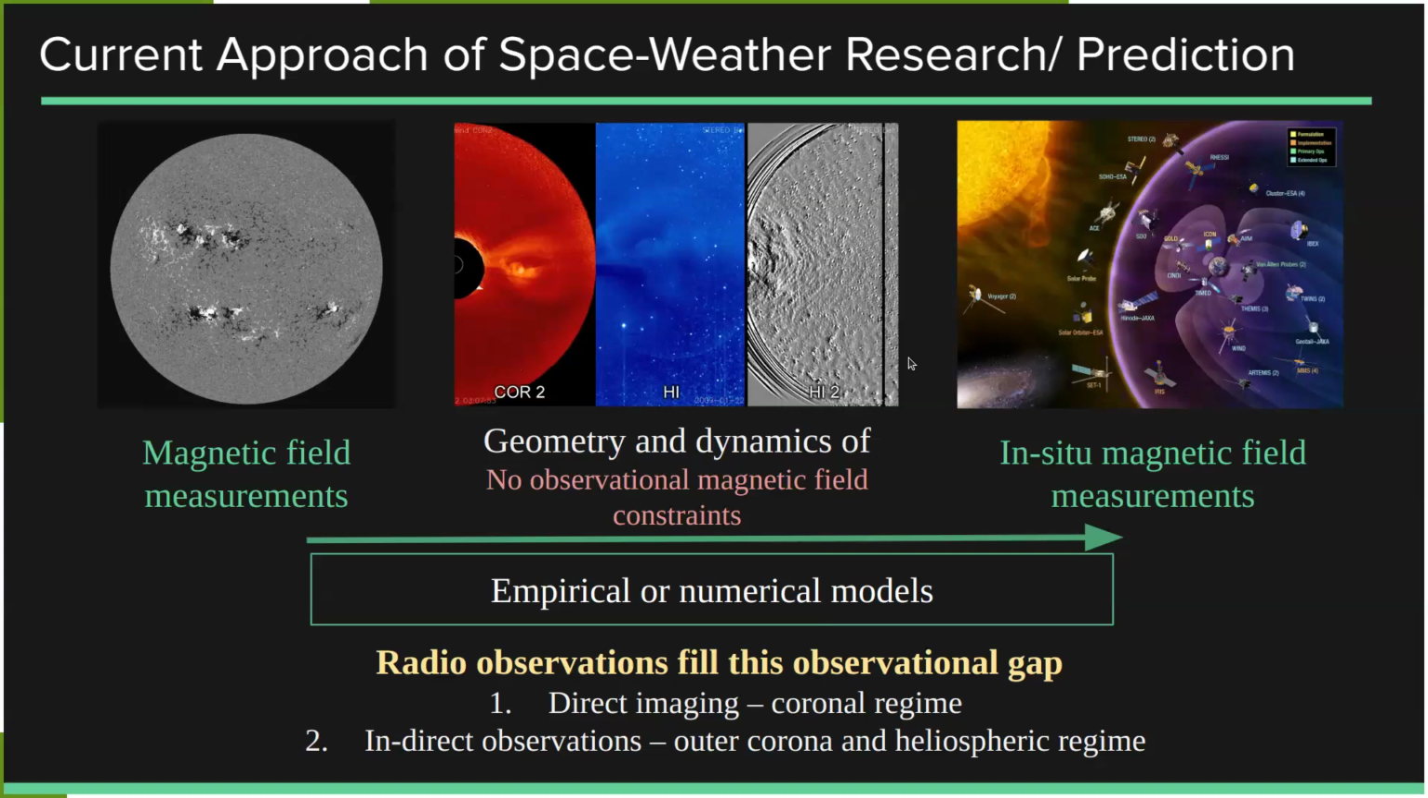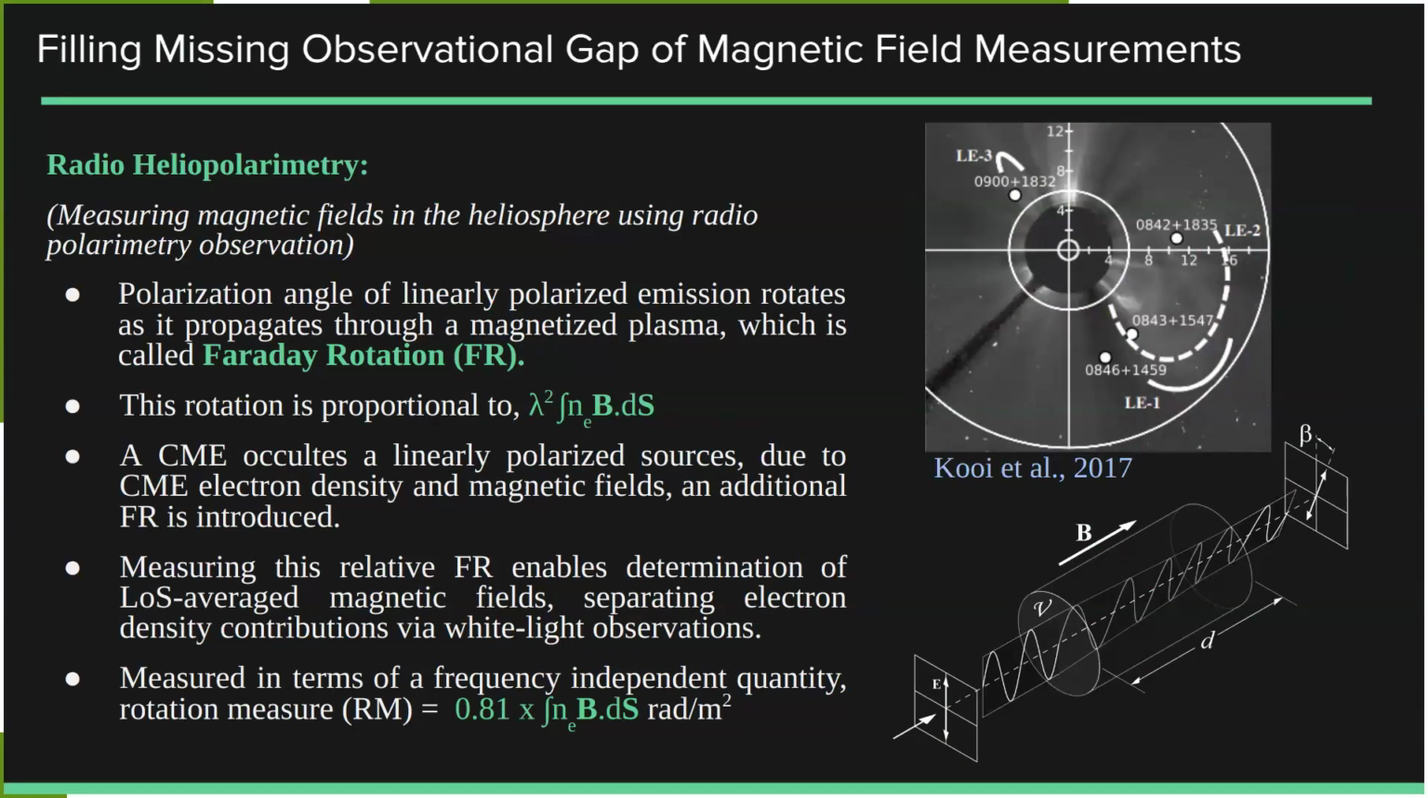Although the radio community has generally made several promises, only recently have new generation instruments started providing these observations in reality. So the technique I am going to describe is called radio heliopolarimetry. It uses background radio sources: when linearly polarized background radio emission passes through the magnetized plasma of the CME, the polarization angle rotates, and we call that Faraday rotation.